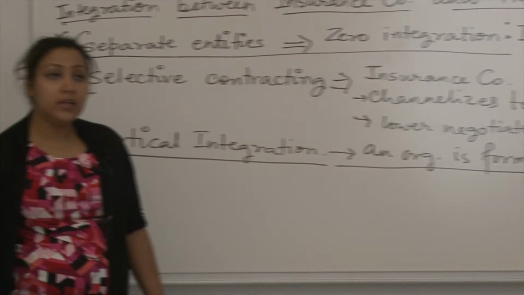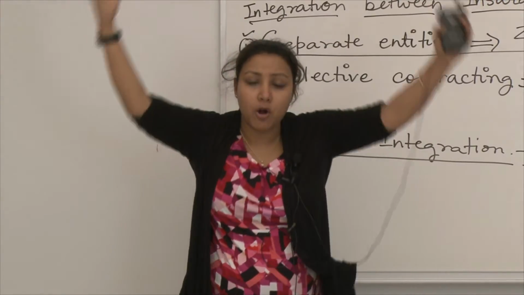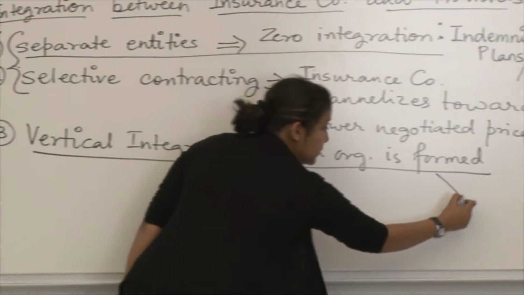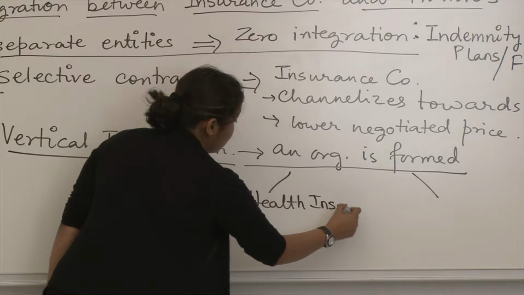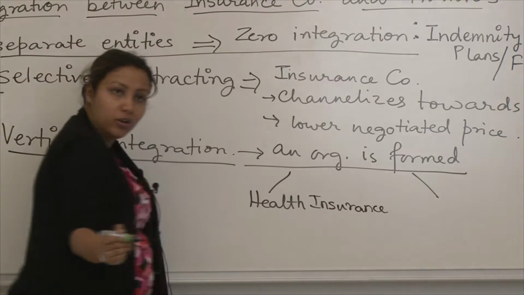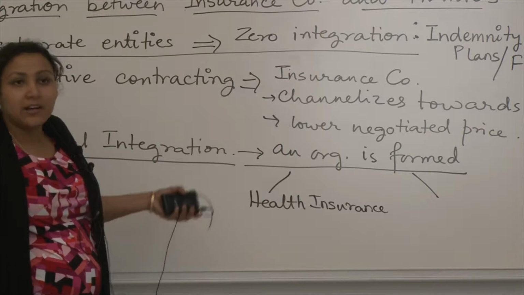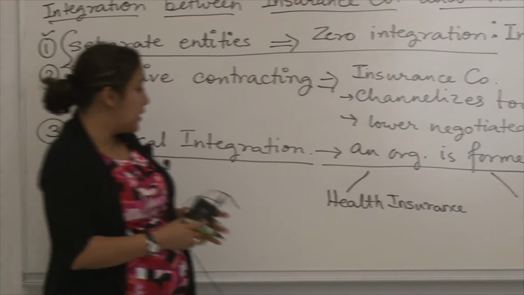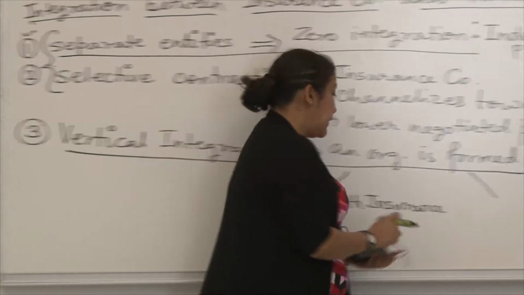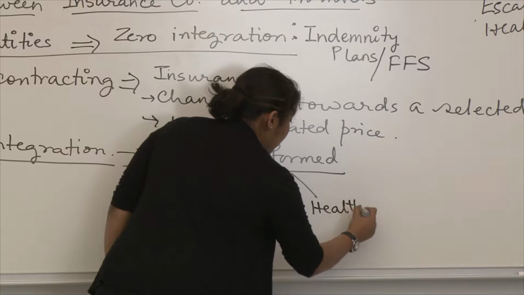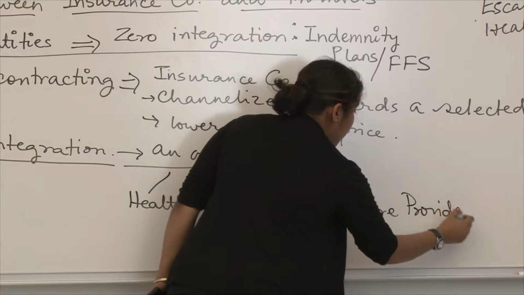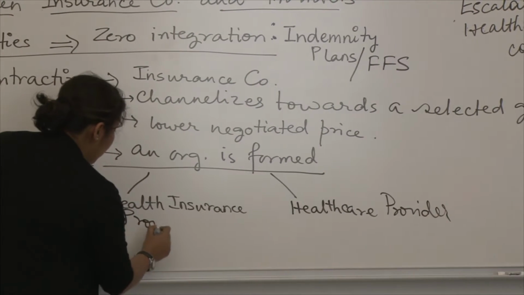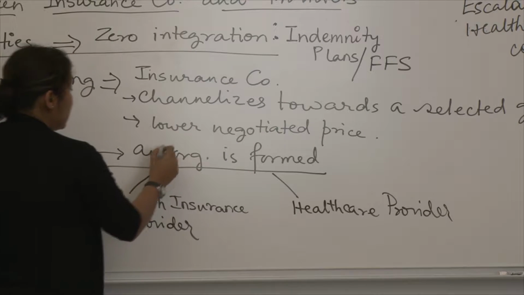Okay, and within this same organization, you have two parts. One is the health insurance provider, or I cannot call it a health insurance company anymore because it's no longer a company, it's like a department within one company. So there is a health insurance providing department and a healthcare providing department. They are both part of the same parent organization. Okay.